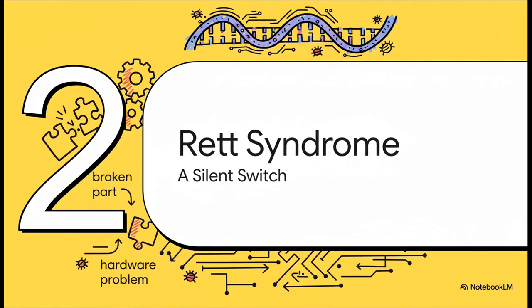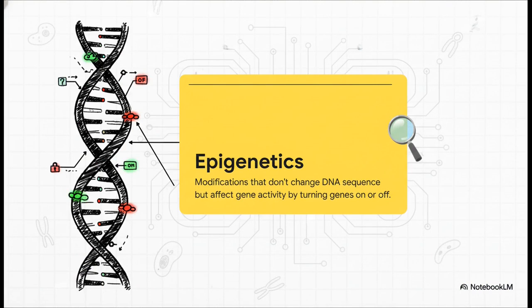Okay, so we've just talked about a broken part. A hardware problem, right? An enzyme? Now let's move up a level. Let's talk about a problem with the instructions themselves. Think of it less as a hardware problem and more like a software bug in the DNA code. You see, the DNA sequence, the genetic code itself, that's the hardware. But you need software to run it, correct? That is epigenetics. It's this beautiful, complex system of tags and switches that tells our genes when to turn on and when to be silent.